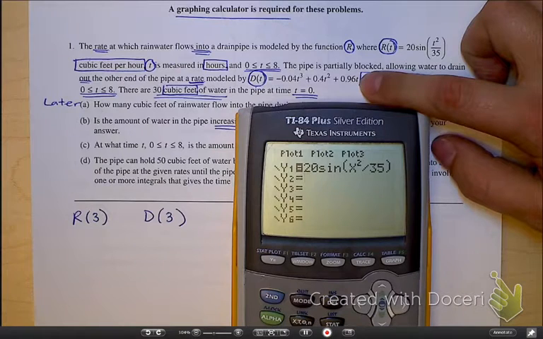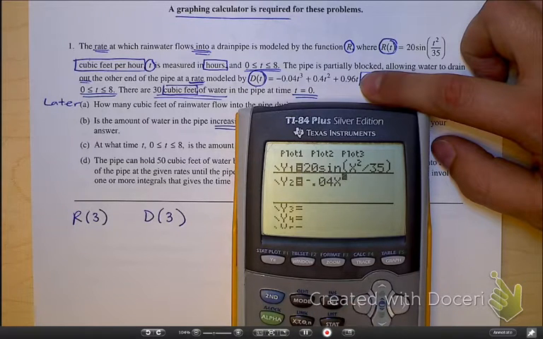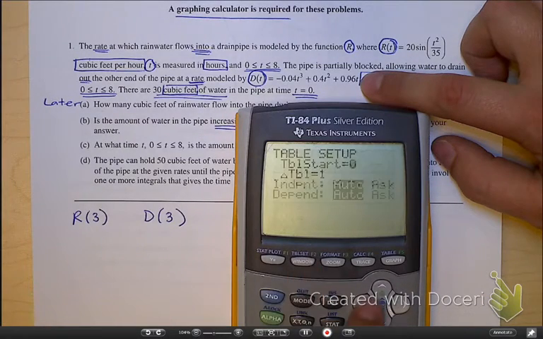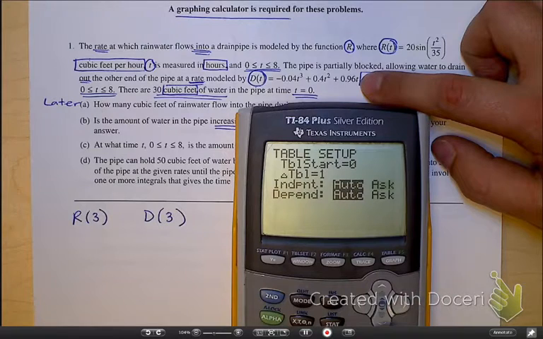I want to know the rate it's flowing out of the pipe. So negative 0.04 t cubed, oops, not squared, t cubed plus 0.4t squared, and that one was t squared, wasn't it? Plus 0.96 t. All right, beautiful. So if I go over to my table, I'm going to go to table set, and I want it to ask me, because I want to tell it what to plug in.